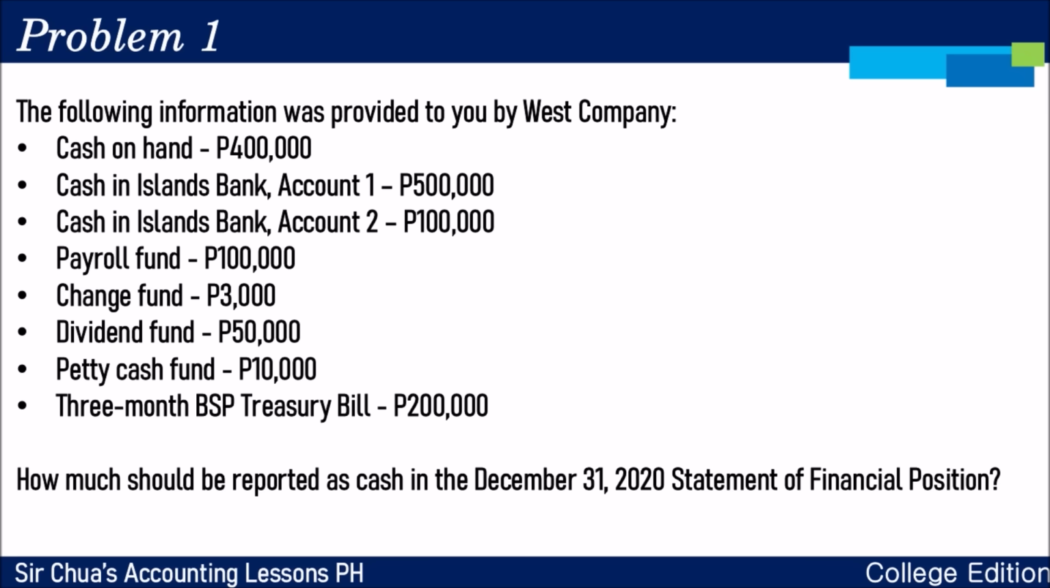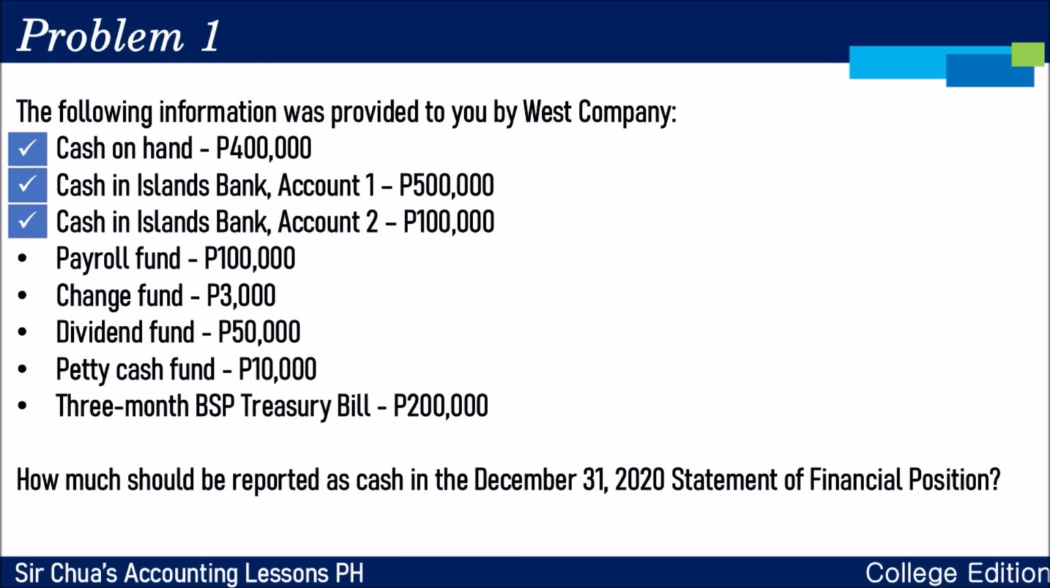Guys, when you are given problems like this, it's just a matter of inclusion or exclusion. So, i-judge mo isa-isa kung kasama siya as cash or hindi. Okay? Cash on hand is automatically cash. Now, cash in Islands Bank, wala naman po tayong problema dyan kahit tig-isang account pa yan sa iisang bangko, no? So, wala naman sinabi about restriction, wala tayong problema. That is cash in bank. So, account 1 is included and account 2 is also included.